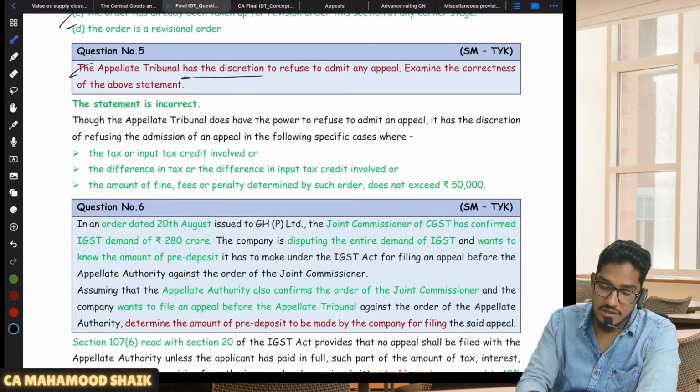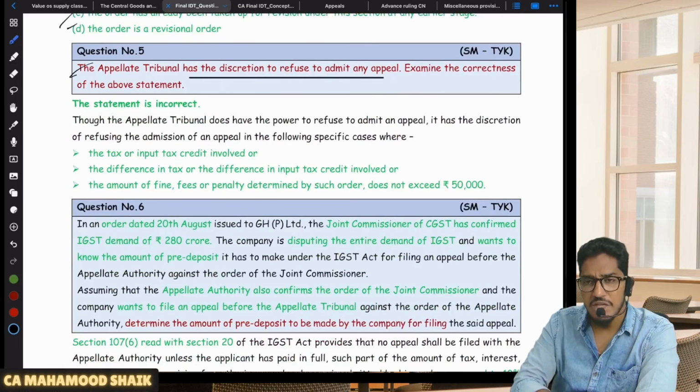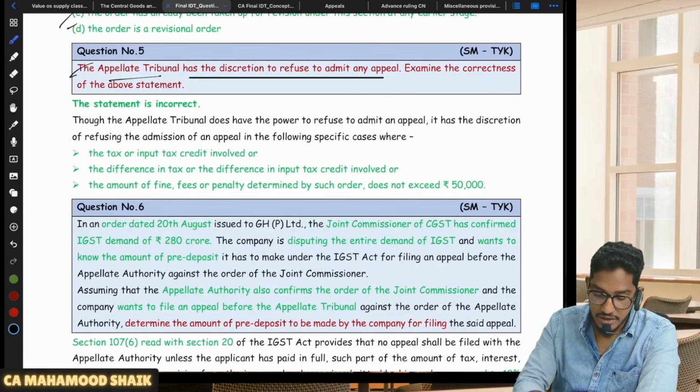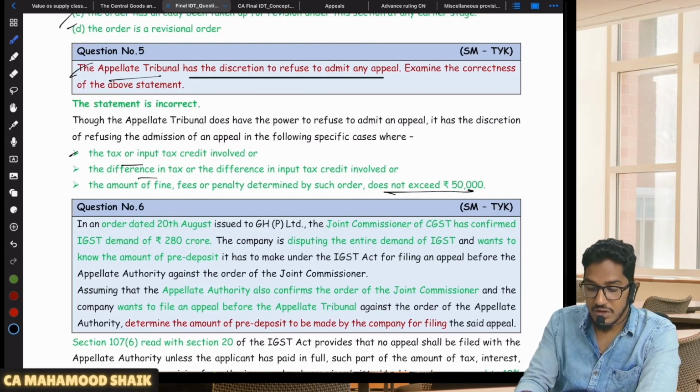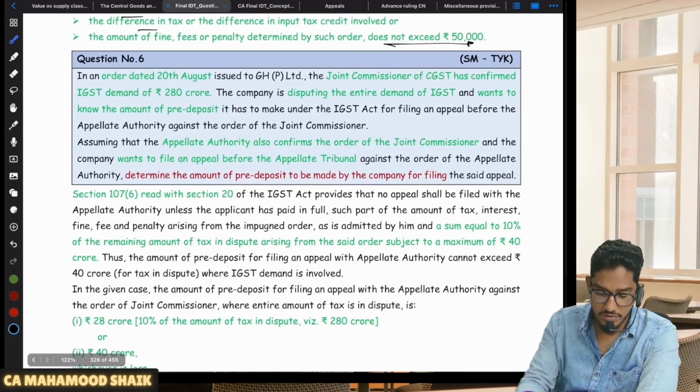The appellate tribunal has a discretion to refuse to admit any appeal. Explain the correctness. Can they refuse any appeal? No. What did we say in case of appellate tribunal, where the amount of tax or ITC involved or refund involved does not exceed 50,000 rupees, then they can refuse such appeals. Not every appeal they have a power to refuse.